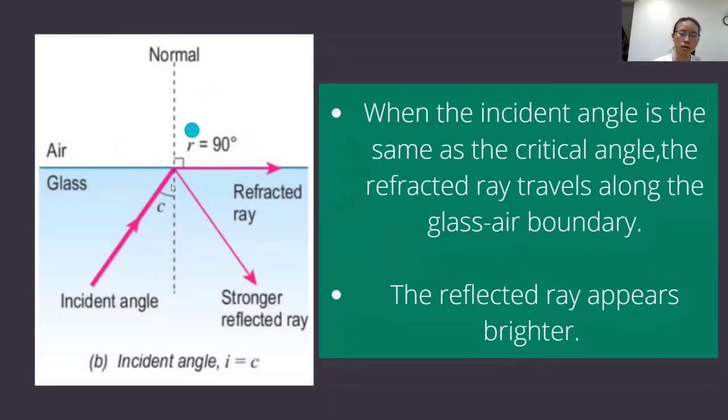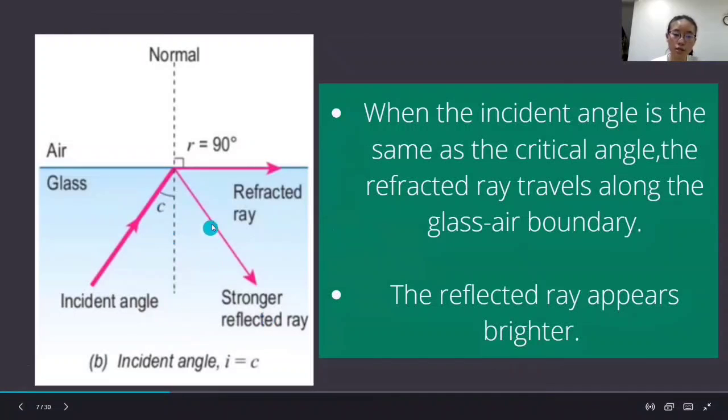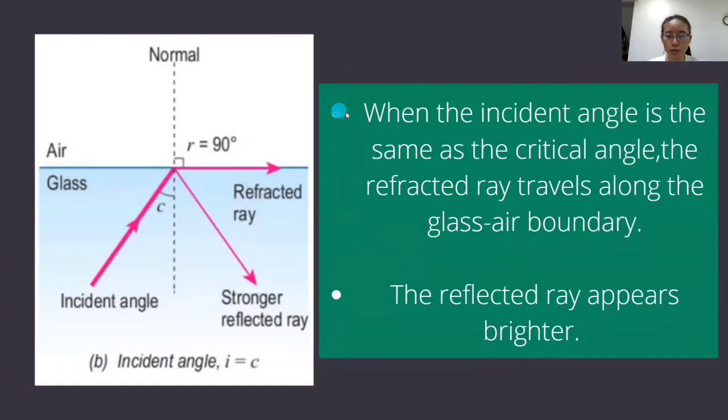This situation only occurs when the incident angle is equal to the critical angle. So we look at this explanation. When the incident angle is the same as the critical angle, the refracted ray travels along the glass-air boundary. We look at this diagram. We can see the light ray just travels between the air and glass, and a stronger reflected ray can be detected.